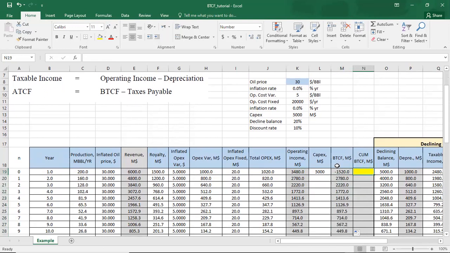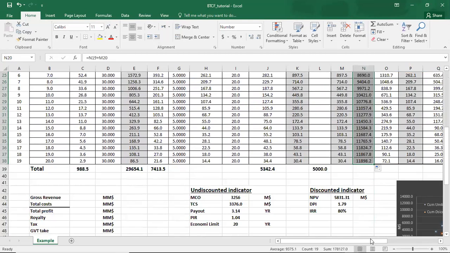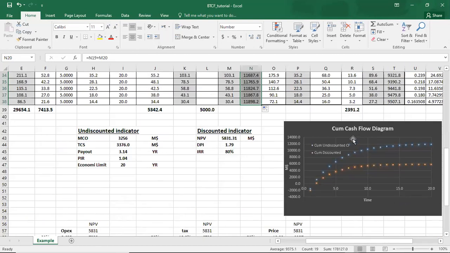Then we cumulate our before tax cash flow, and this year will be equal to the first one. The second year will be equal to the first one plus the second one, and we copy down, and we show them in a cash flow diagram.